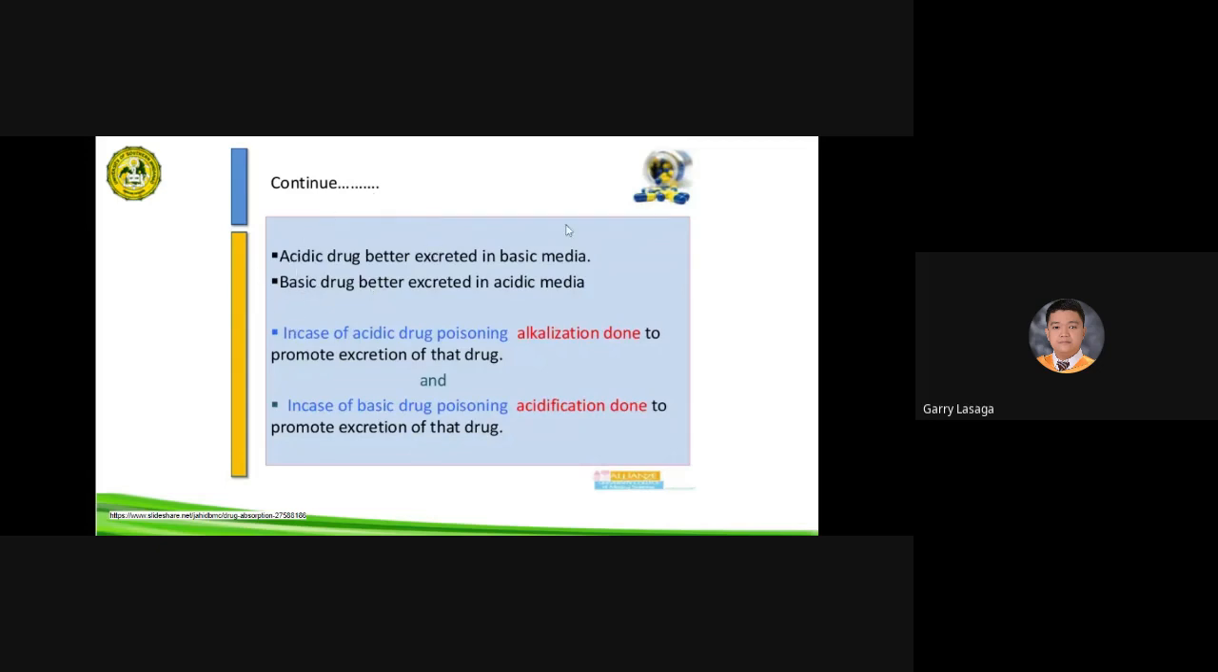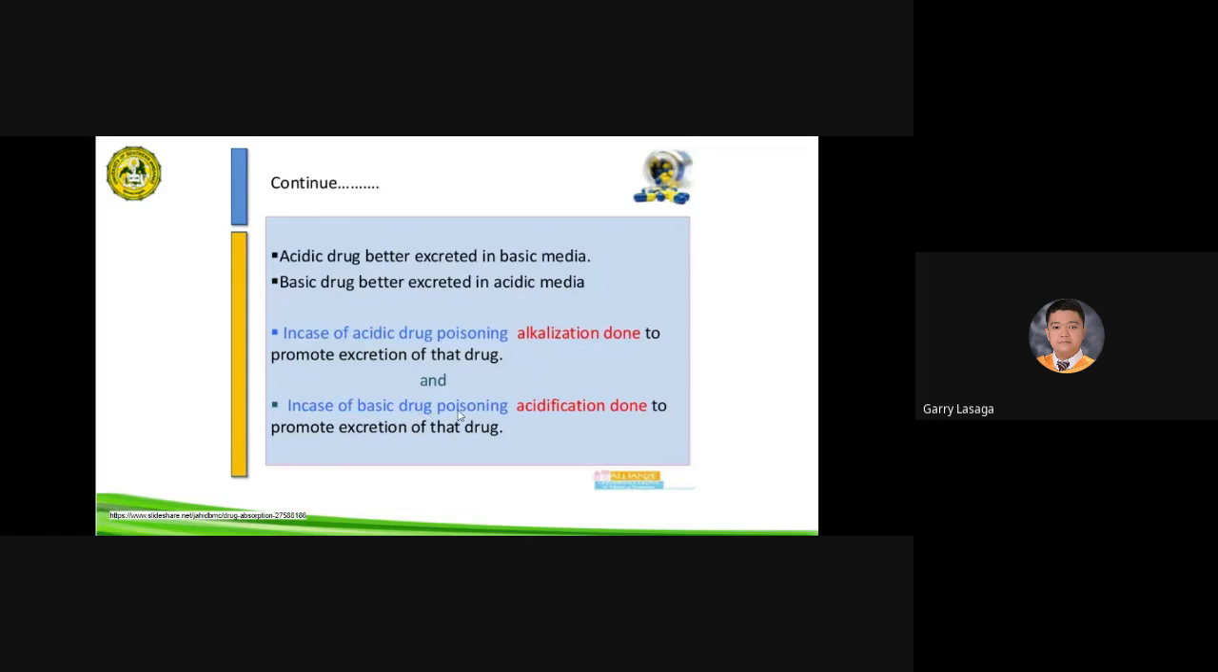So this is very important. For example, in case of acidic drug poisoning, alkalinization is done to promote the excretion of the drug. So for example, when there is poisoning due to an acidic drug such as aspirin, aspirin is a weak acid. It is an acidic drug. So when there is an overdose, we can alkalinize the urine to promote the excretion of the drug. So alkalinization can be done by administering an alkalinizing agent such as sodium bicarbonate.